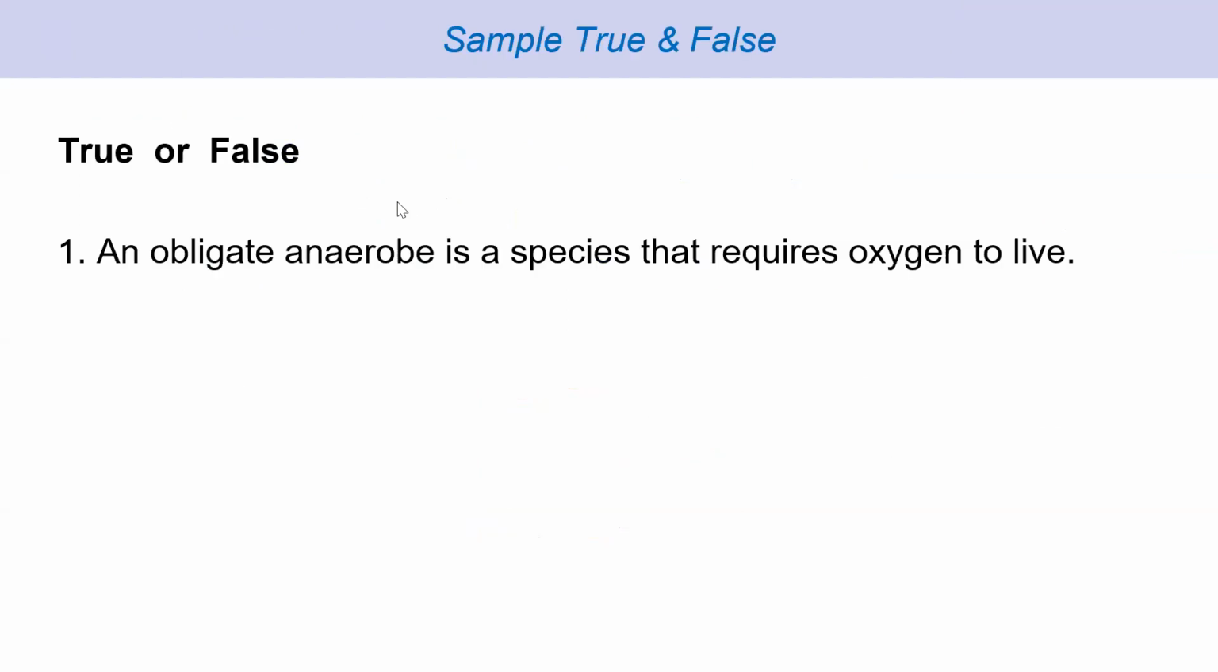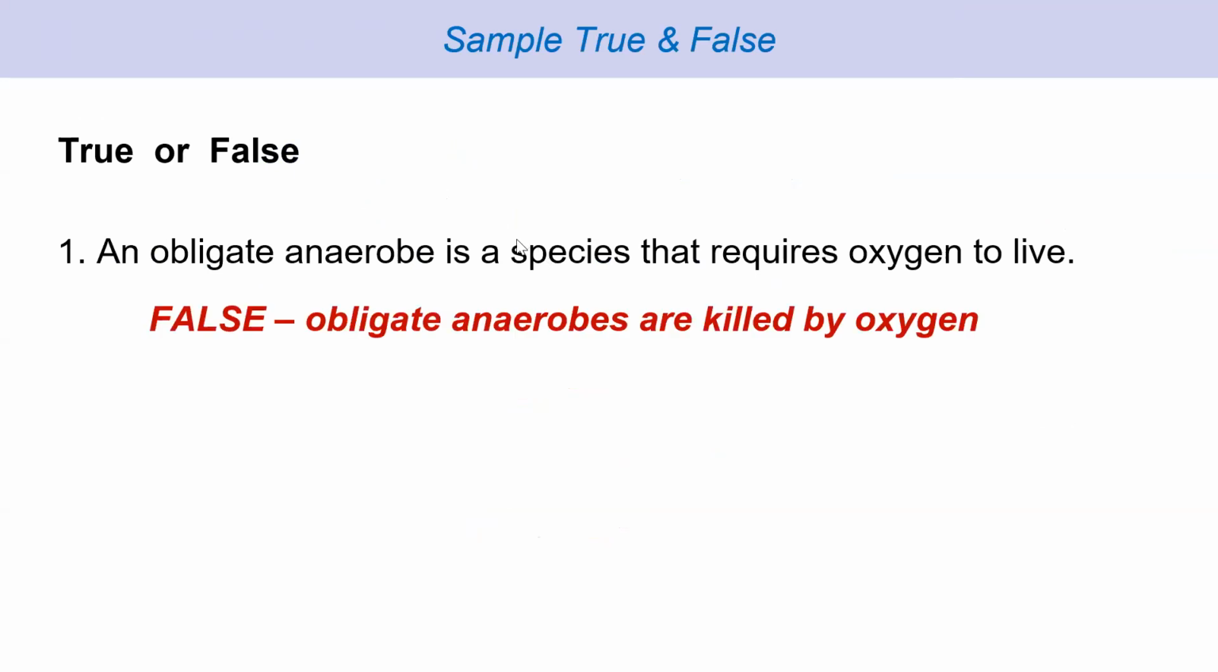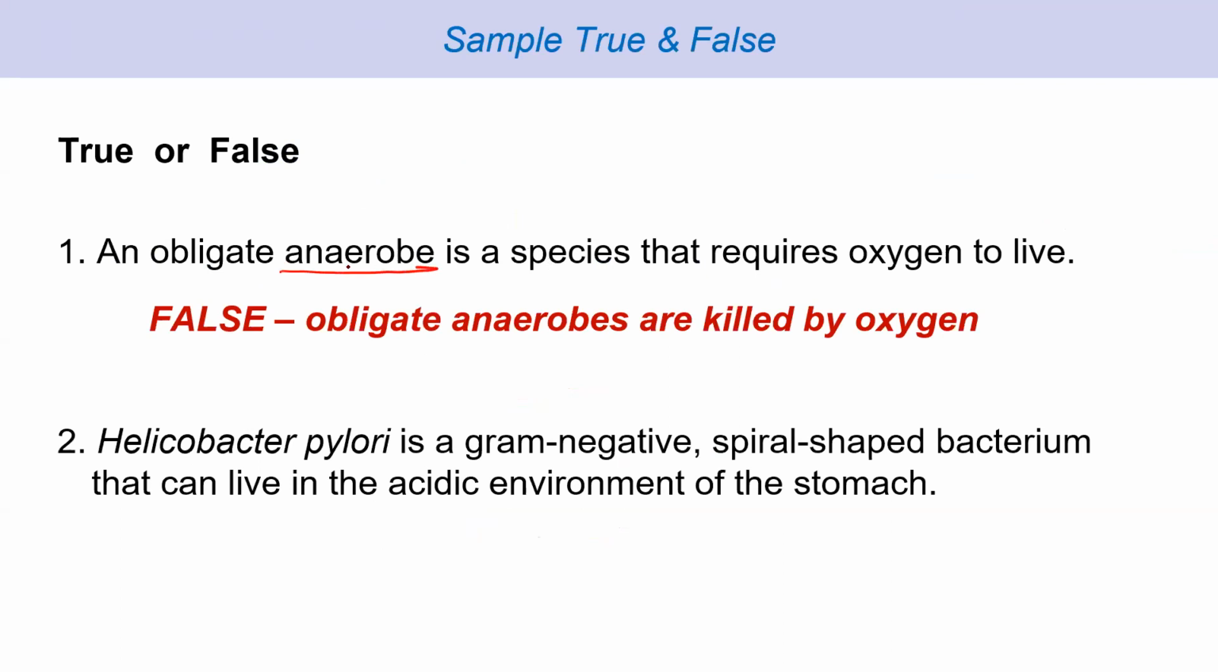All right, so here's a sample true and false. An obligate anaerobe is a species that requires oxygen to live. Hopefully that's an easy one. The answer for that is, of course, false. Anaerobic means no oxygen. So make sure you read the question carefully and get the right answer.